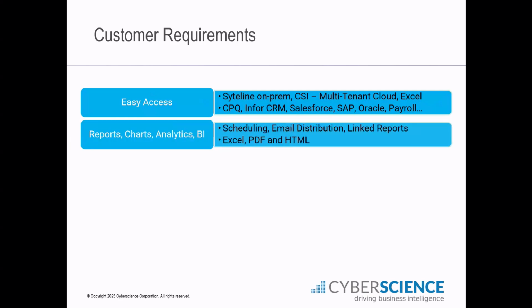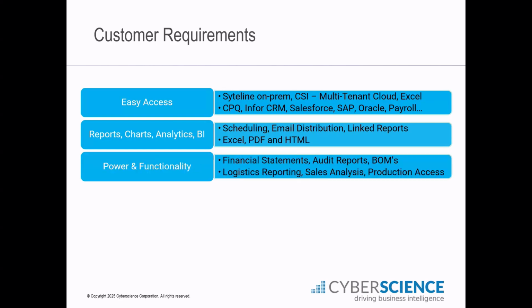Second bullet here is just reports, charts, analytics. We can basically deliver any kind of output in any kind of format you need, including scheduling and email distribution, linked reports so people can click and drill down through an income statement to look at it by unit codes or by division or department or whatever. You can also output the data to Excel, PDF, or HTML.